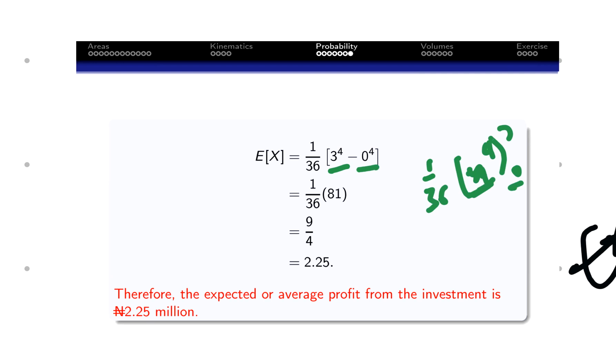So you have 81 over 36, which evaluated: 9 in 81 is 9 times, and 9 in 36 is 4 times. So 9 over 4 is 2.25. So the expected profit from this kind of investment is 2.25 million naira. Therefore, the expected, or average, profit from the investment is 2.25 million naira.